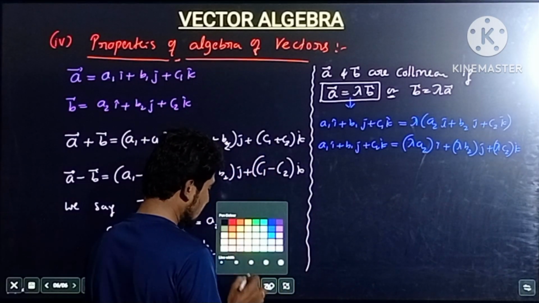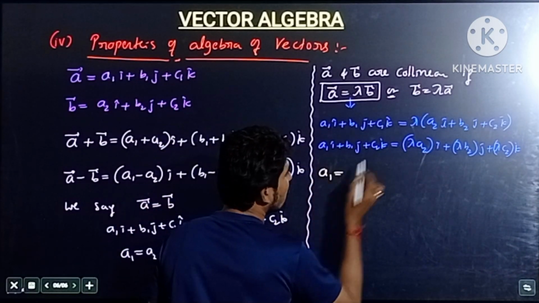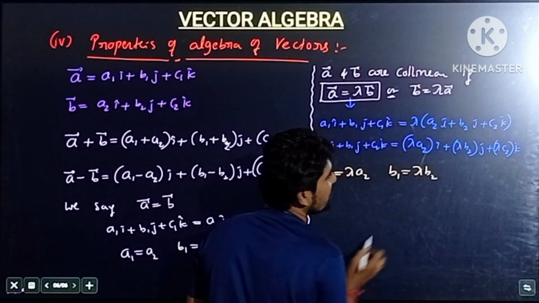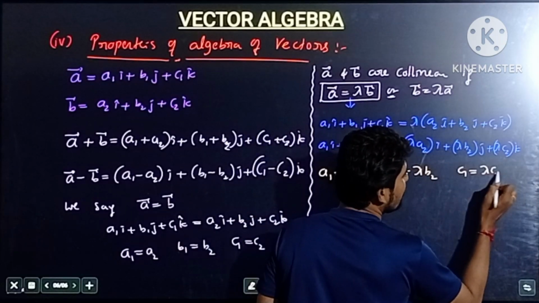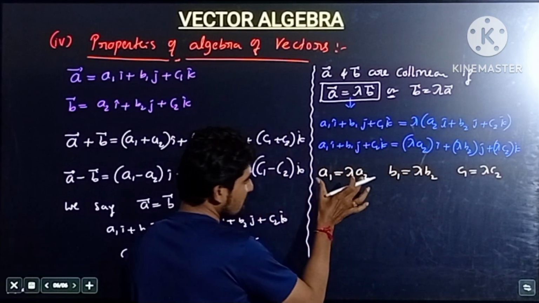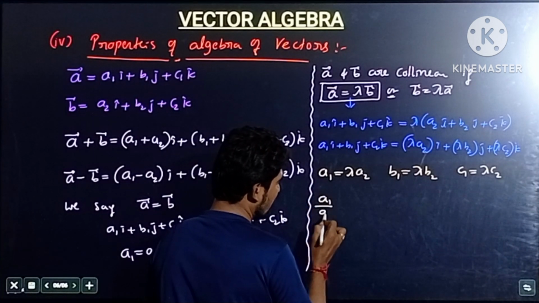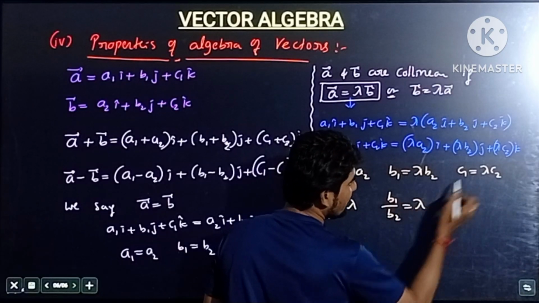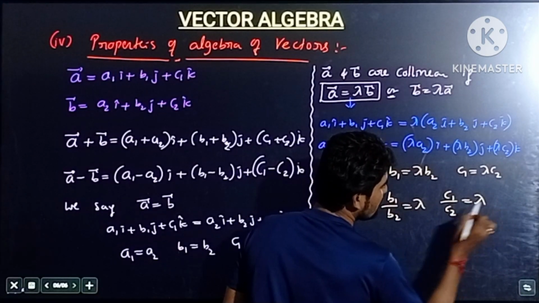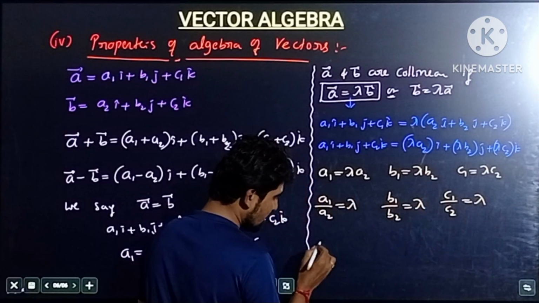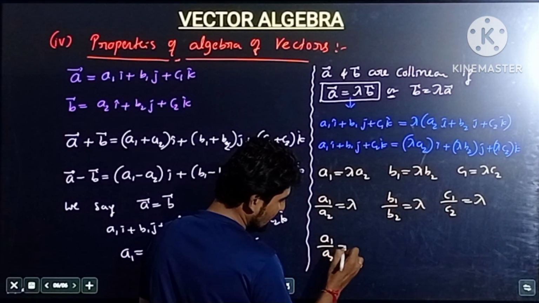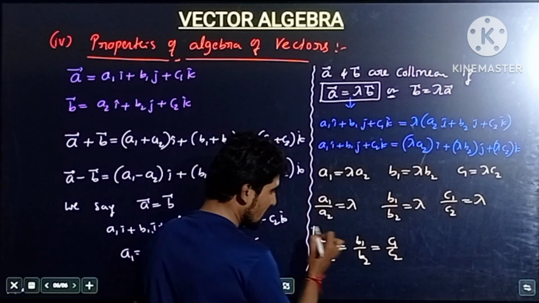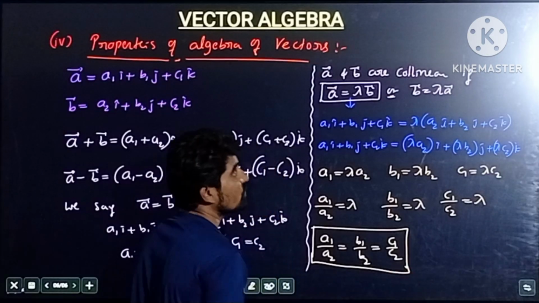It means that A1 should be equal to lambda times A2 and B1 should be equal to lambda times B2 and C1 should be equal to lambda times C2. And from this, we can say that A1 divided by A2 is equal to lambda and B1 by B2 is equal to lambda and C1 by C2 is equal to lambda. So by these three relations, we may say that A1 by A2 is equal to B1 by B2 is equal to C1 by C2, and this is also one more condition for the collinearity of two vectors.